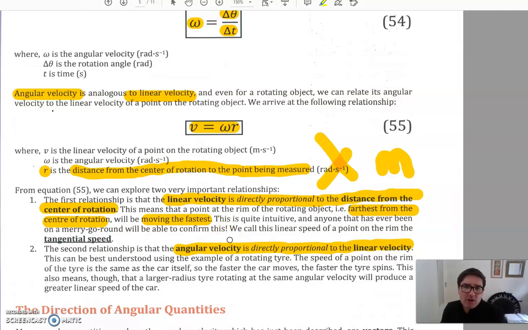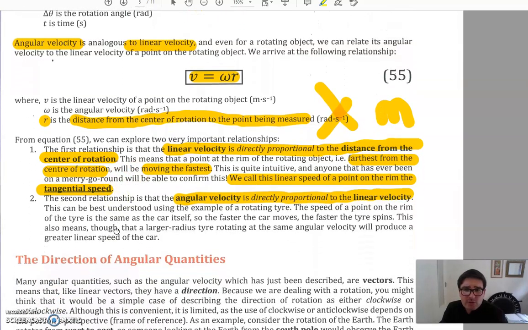Now, this linear velocity, I just want to show you there, of a point on the rim, so basically the furthest away, we will call the tangential speed. So that would be the speed of a tangent line that we draw to a point on that circular path. That would be our tangential speed.